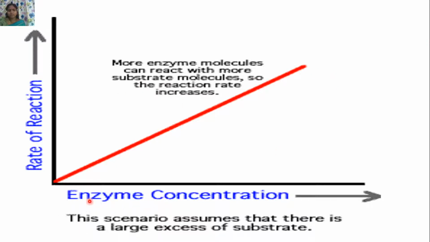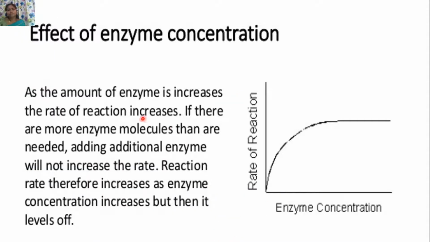The same thing I have given you. If you go on increasing the enzyme concentration, the rate of the reaction also increases along with more substrate concentration. If you give more substrate molecules, the scenario assumes that there is a large excess of substrate, right? So if you limit the substrate, what happens?